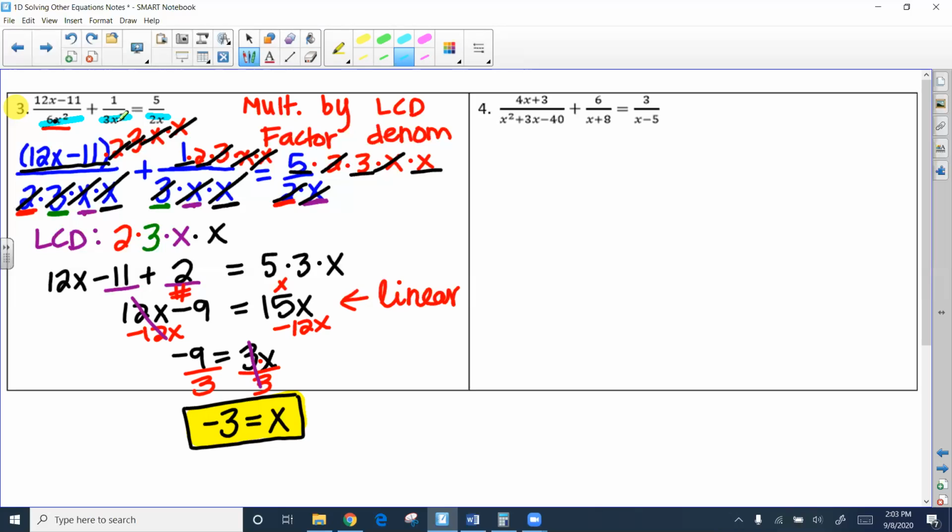Okay, we're going to do one more right now in the notes, and then we'll do a couple more practice problems. So now let's look at number 4. So everyone please write down number 4. We have 4x plus 3 over x squared plus 3x minus 40 plus 6 over x plus 8 equals 3 over x minus 5.